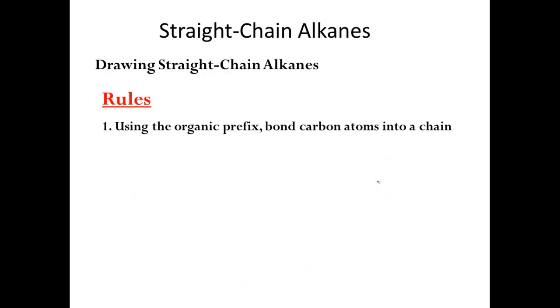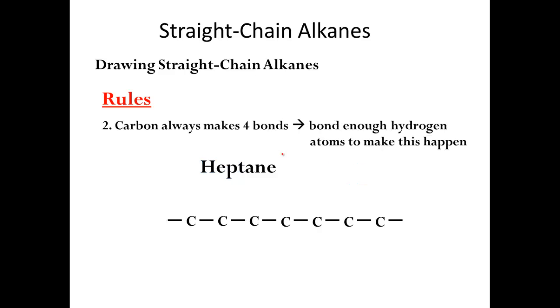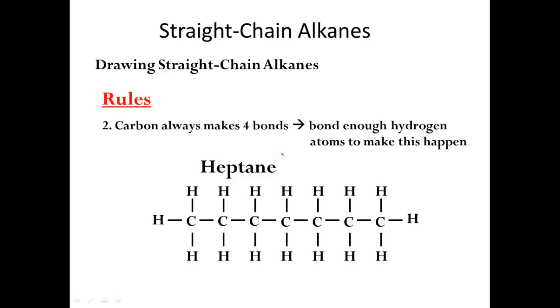Now just the opposite way, if we were given the name first, say like heptane. Hept is 7, ANE tells us it's carbon and hydrogen. So we need hept, our 7 carbons, 1, 2, 3, 4, 5, 6, 7. And to draw it out, we want each carbon bonded to 4 different elements, hydrogens bonded. In the end, heptane, C7H16. 7 times 2 plus 2.